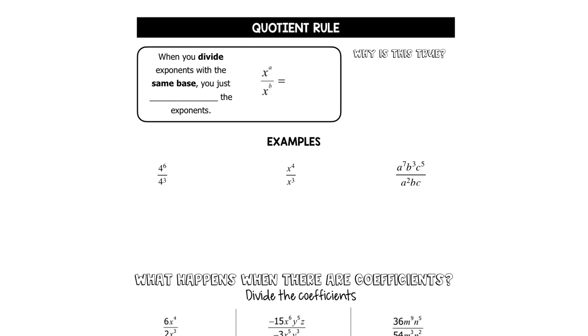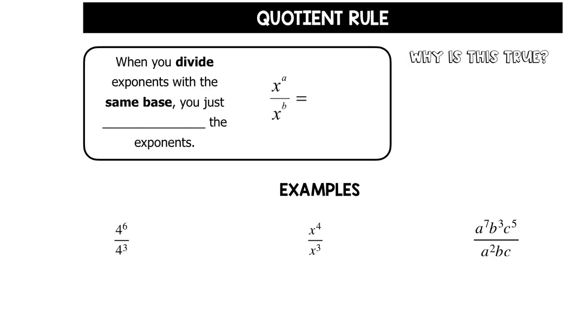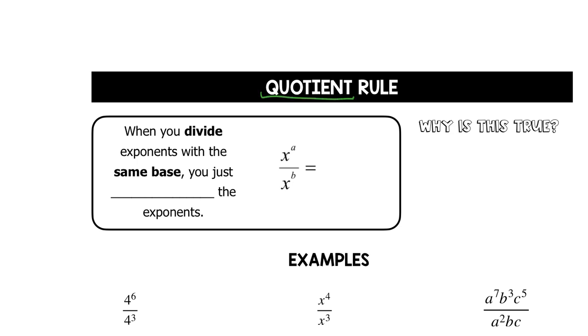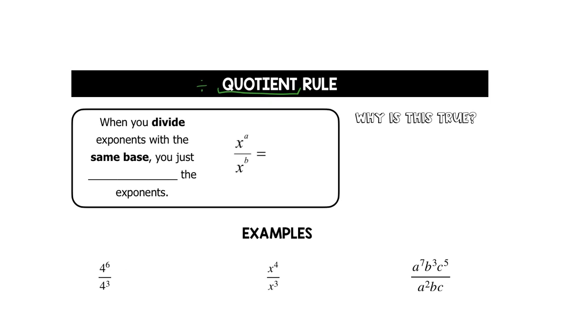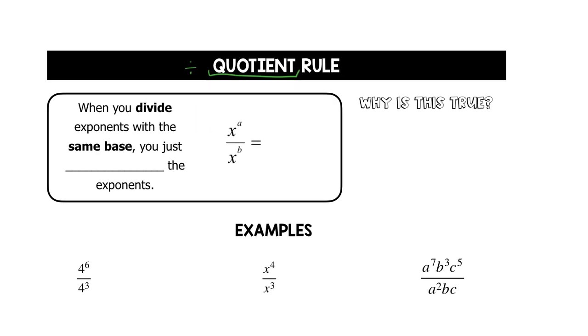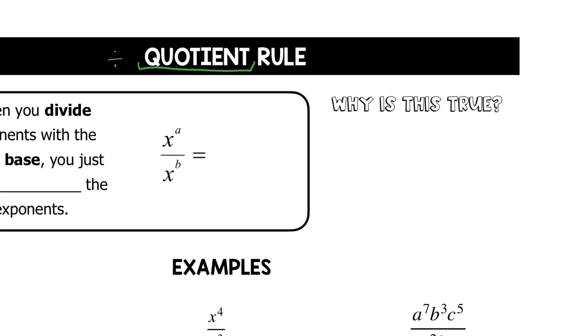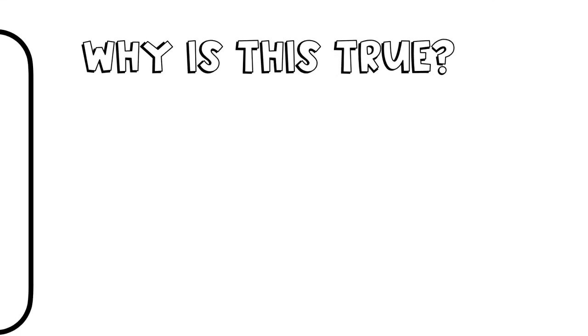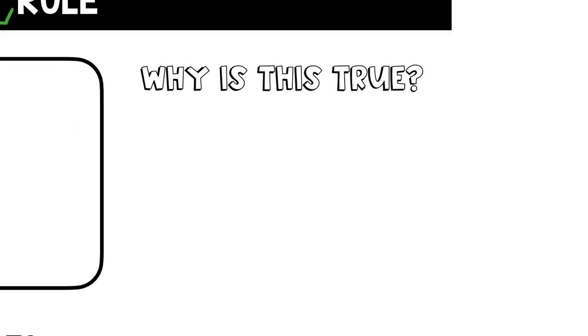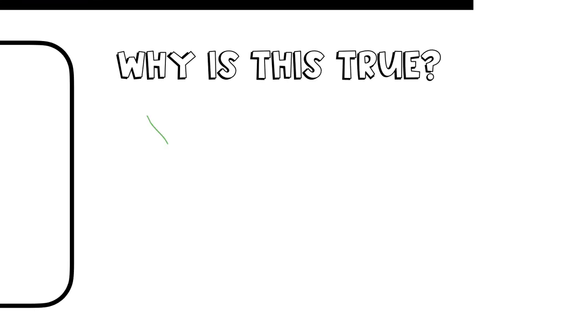Okay, so now we're going to talk about the third and final rule today, which is the quotient rule. The word quotient means division, so this is going to involve dividing exponents. Let's look at what happens when you divide exponents with the same base. Just like the other rules, I'm going to show you over here how this works, and then we'll fill in that box together. So let's take something like x to the 6th power, and I want to divide that by x to the 2nd power, okay?